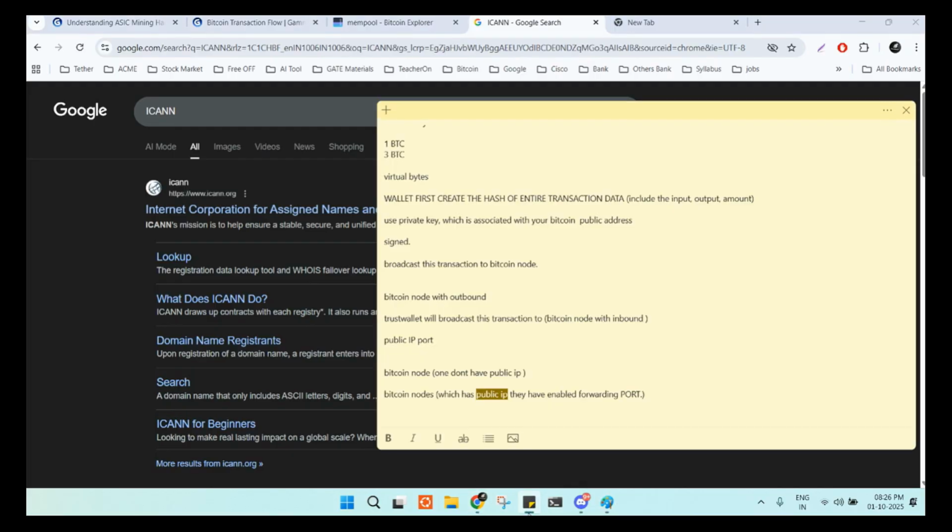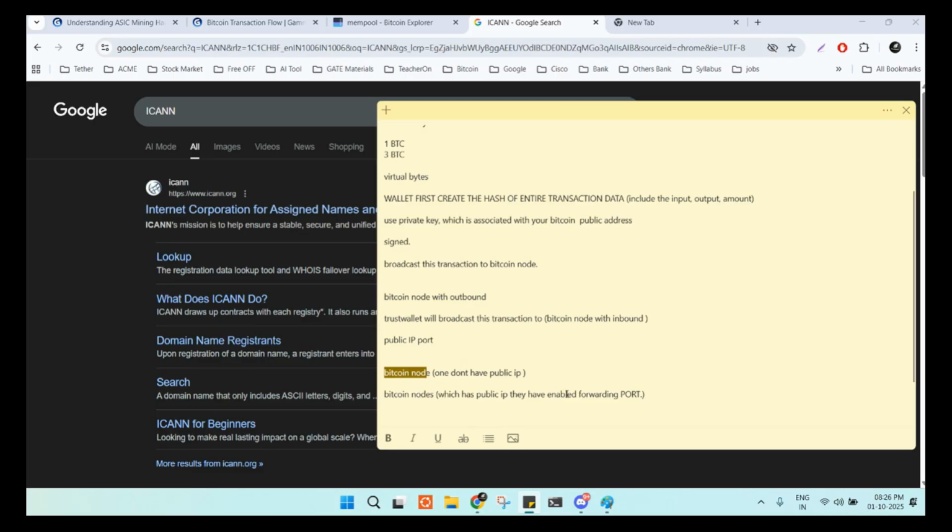Everyone wants to run a Bitcoin node, but maybe someone doesn't want to purchase or take a public IP. Those people will run the Bitcoin node, but only with outbound connections. They can receive everything and they can also forward it, but they will be receiving through other nodes.